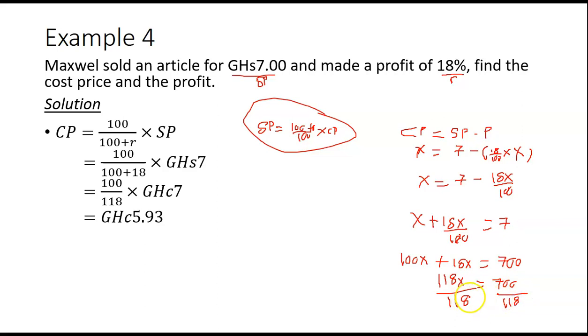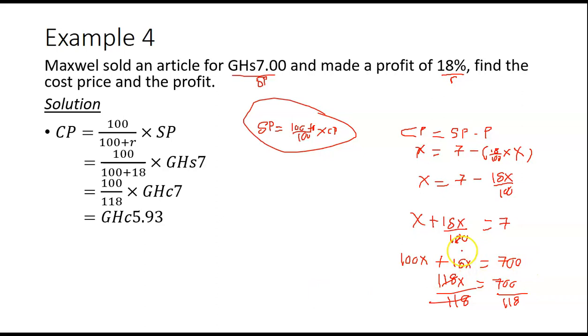So kindly take your calculator, do 700 divided by 118. What do you get? You realize that you get what? The same answer, which is 5.9322. Maybe you get 5.9322 something. Just approximate it to 2 decimal places, and that gives you 5.93 Ghana cedis. So you see that we get same answer for it. So that's another way of solving this as well.